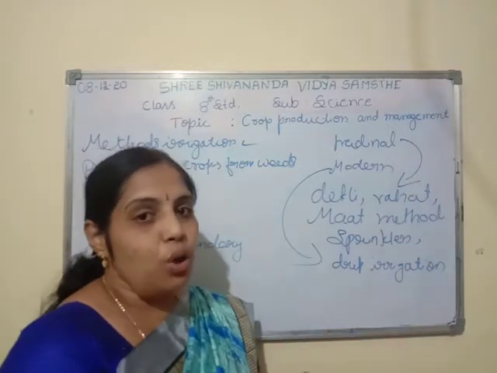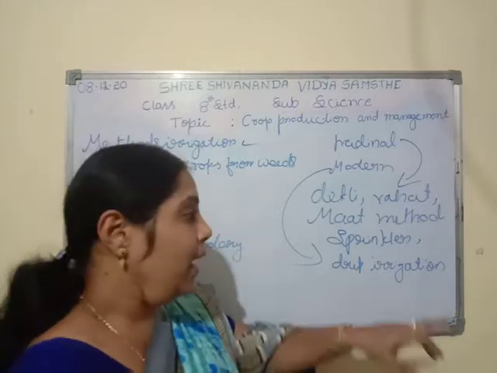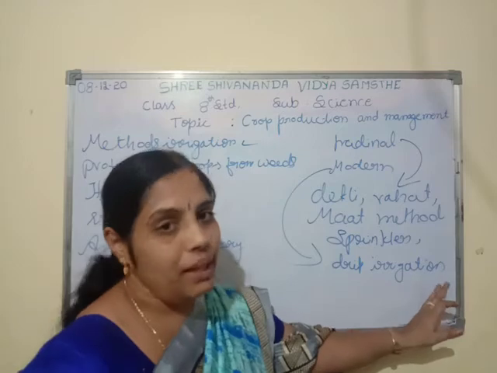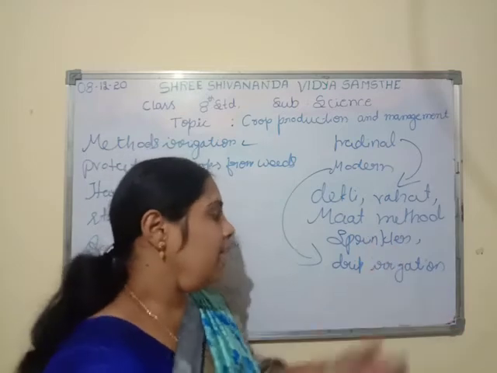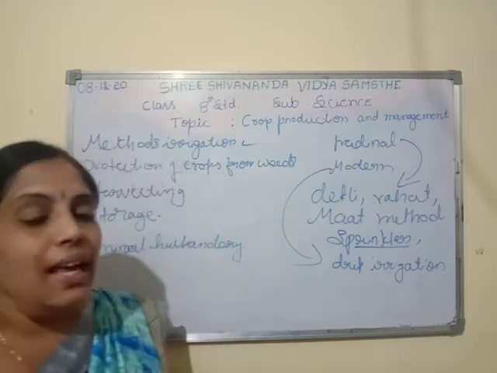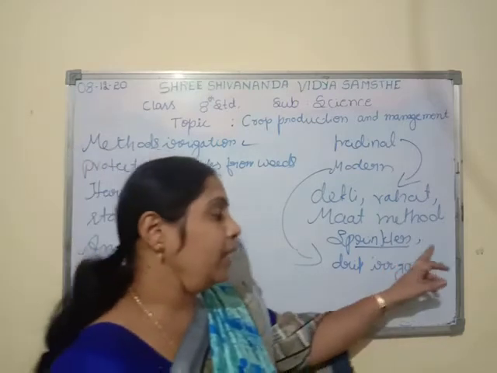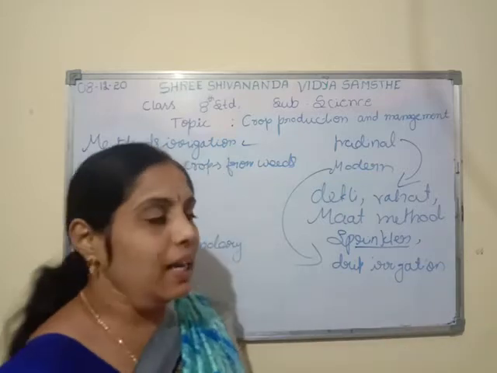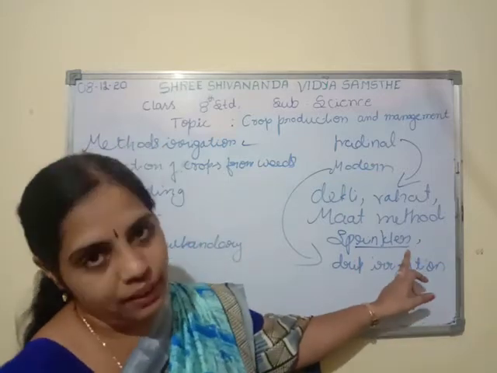The stored water is supplied for agriculture by two methods: sprinkler and drip irrigation. Especially, sprinkler irrigation is used in areas where less water is available. ಎಲ್ಲಿ ವಾಟರು ಕಡಿಮೆ ಸಿಗುತ್ತೋ ಅಲ್ಲಿ ಹೆಚ್ಚಾಗಿ ಇದನ್ನ ಯೂಸ್ ಮಾಡ್ತೀವಿ.